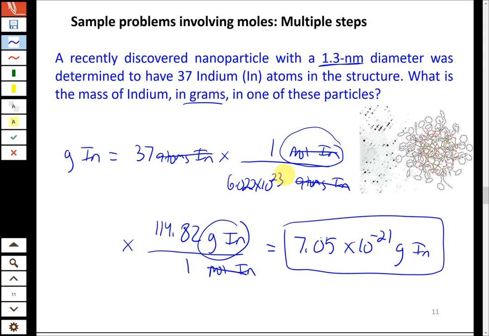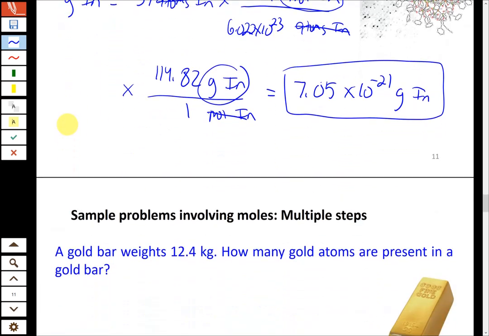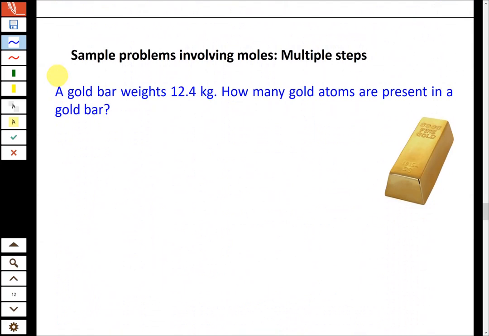Doing okay on time. All right, so let's move on then to another one that involves multiple steps. So here we have more gold, a gold bar this time.